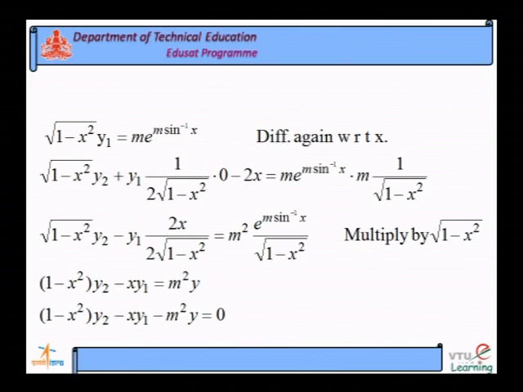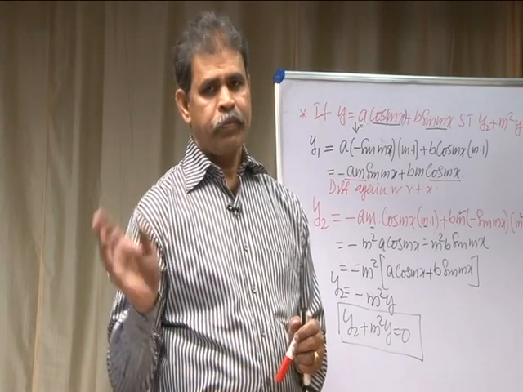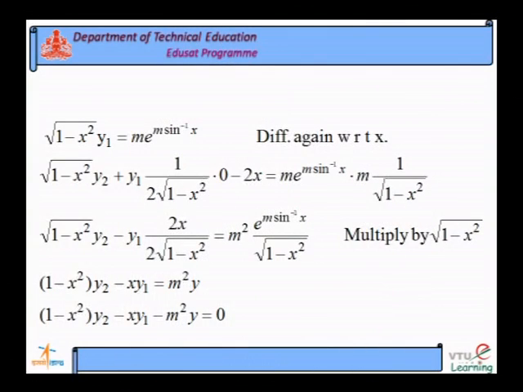The left hand side is what? It is root of 1 minus x square into y1. It is a product of two functions. Use the product rule. Keep root of 1 minus x square as it is, and differentiate y1, it is y2, plus, keep y1 as it is, differentiation of root of 1 minus x square, it is 1 by 2 root of 1 minus x square into differentiation of 1 minus x square.